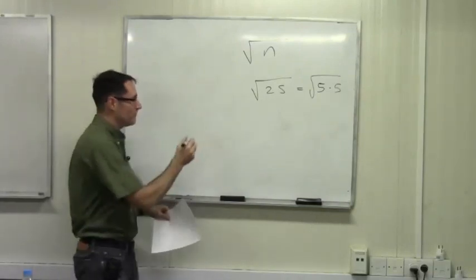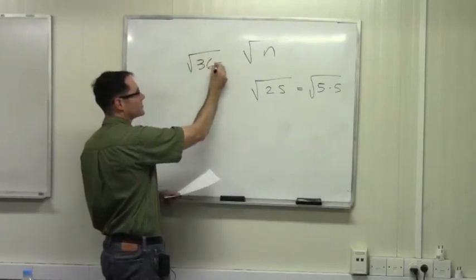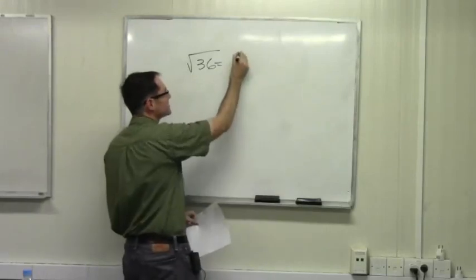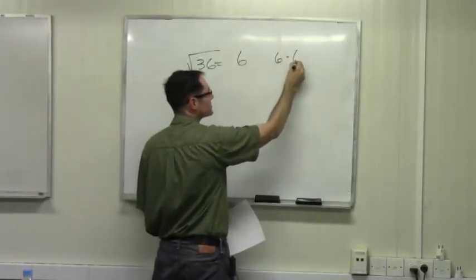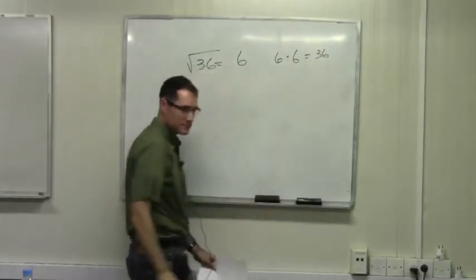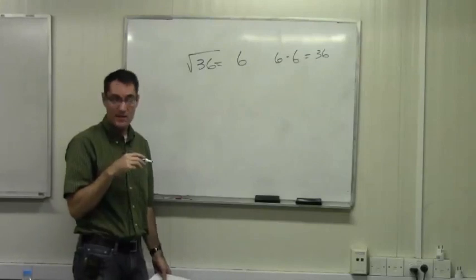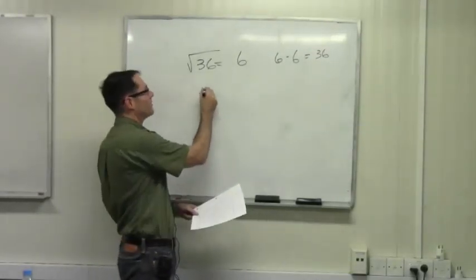So let's look at this. How about this one? Square root of 36 is what? 6, right? Square root of 36 is 6, which means 6 times 6 equals 36. So far, so good. Square root of 49? 7. A lot of these you guys know from the times tables, right? Square root of 3?